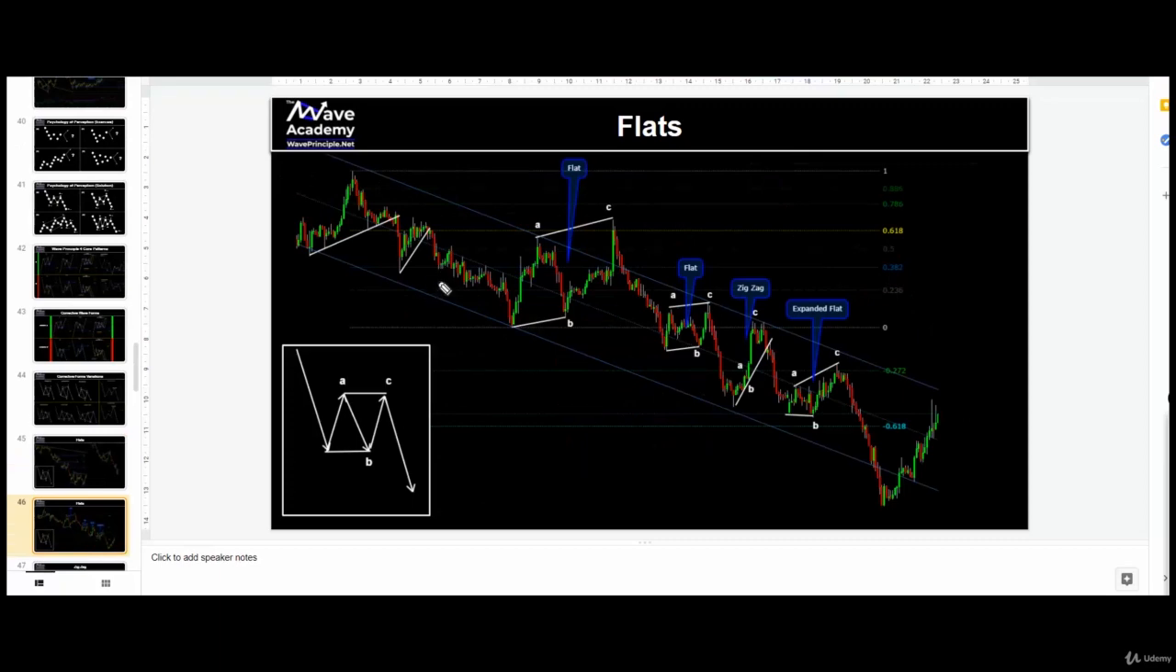Here's another case of multiple patterns that we can spot. We can see here another flat. If you duplicate this line and put it here, you can see it's totally perfect. It's returning to the 618.